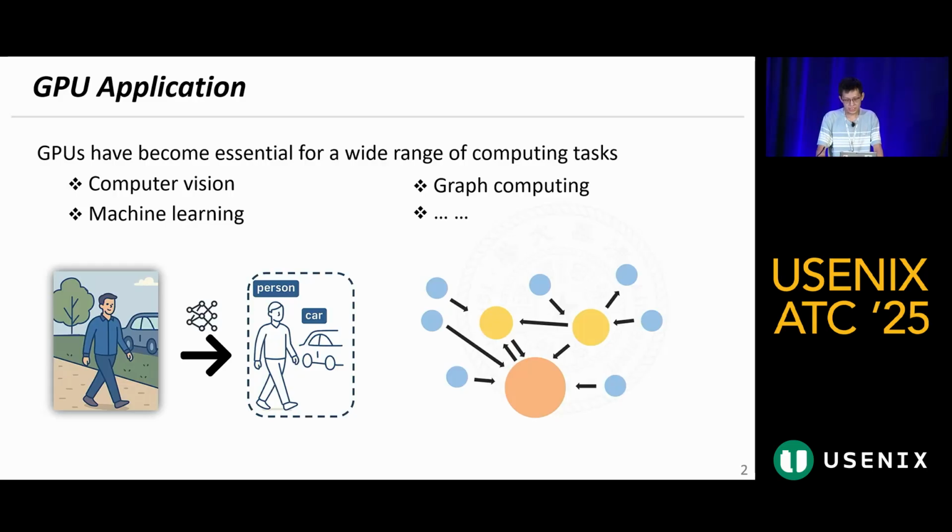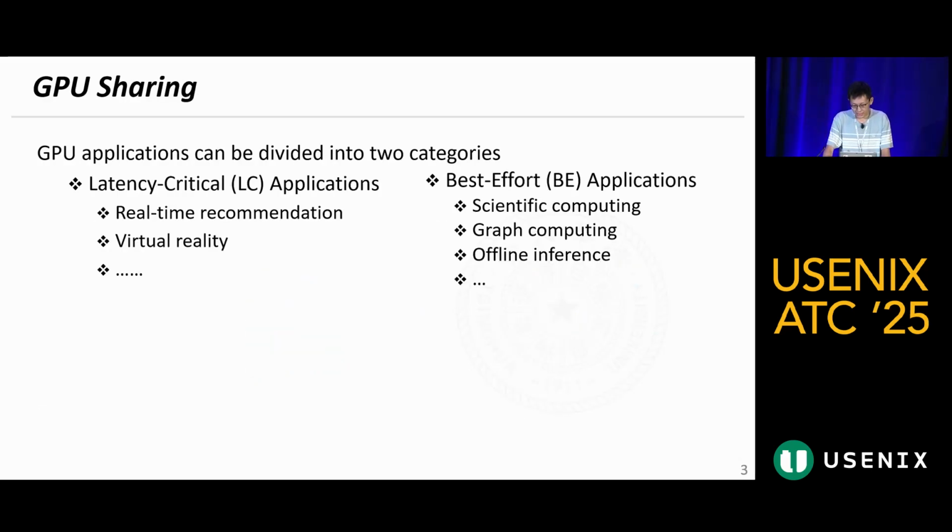GPUs are widely used in many computing tasks, such as computer vision, machine learning, and graph computing. These tasks often have diverse service level agreement requirements, or SLA. We can categorize them into two main types: latency-critical or LC applications like real-time recommendation and autonomous driving, and best-effort or BE workloads like offline inference.